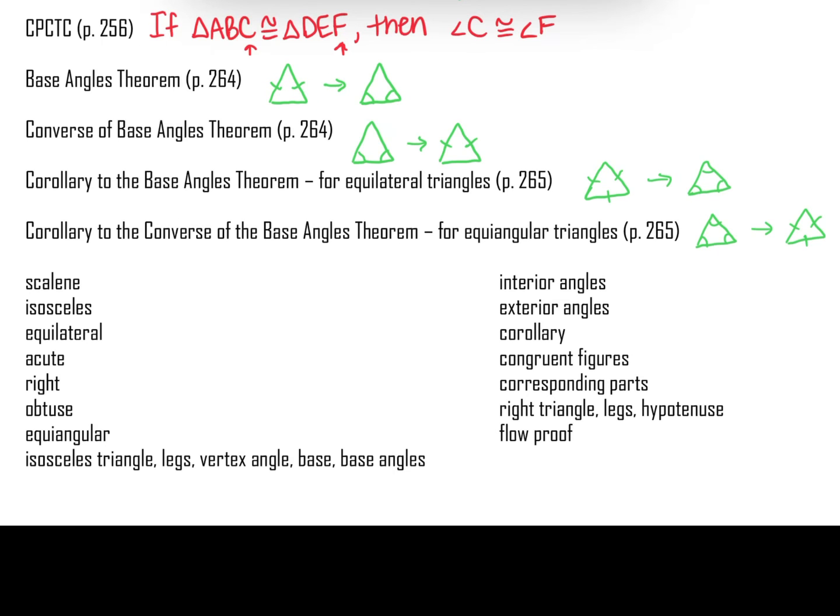I think I mentioned most of these things as we were going through, but maybe just to review the isosceles triangle parts. The two sides that are congruent are called the legs, and the other side is called the base. And then the base angles are those two angles that are opposite the legs, and the vertex angle is the one at the top. The word corollary just means a theorem that goes along with another theorem. For example, these two were corollaries to the base angles and converse theorems because they were like special cases.